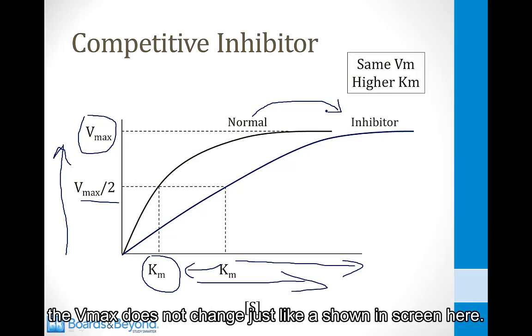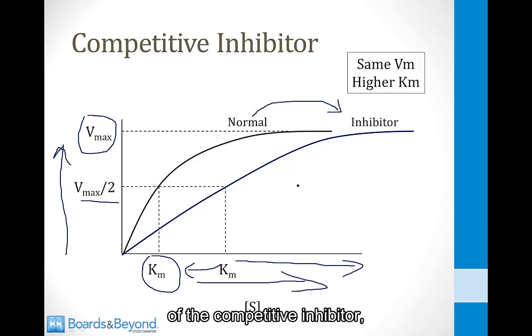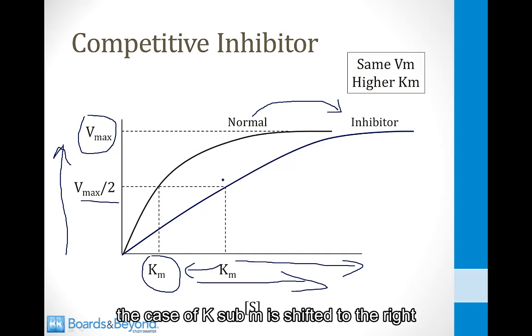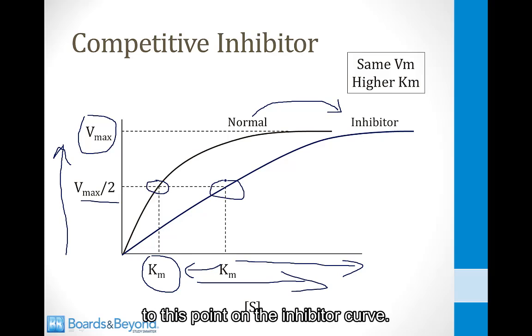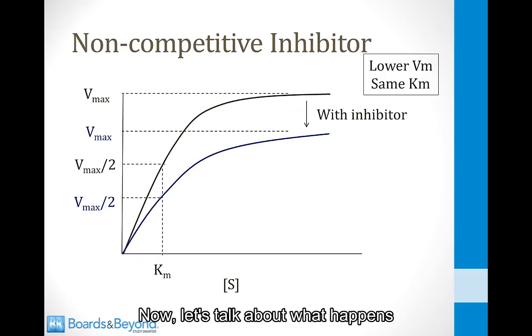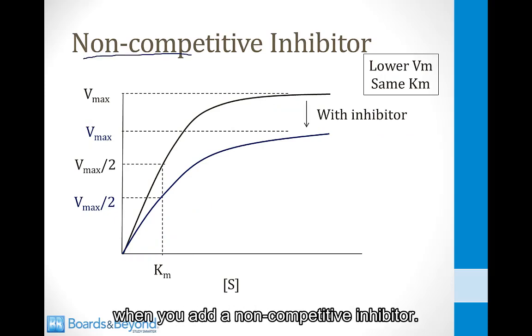However, because of the presence of the competitive inhibitor, the K sub m is shifted to the right, as I've shown here, going from this point on the normal curve to this point on the inhibitor curve. What that means is that in the presence of a competitive inhibitor, the Vmax remains the same, but the Km becomes higher. Now let's talk about what happens when you add a non-competitive inhibitor.